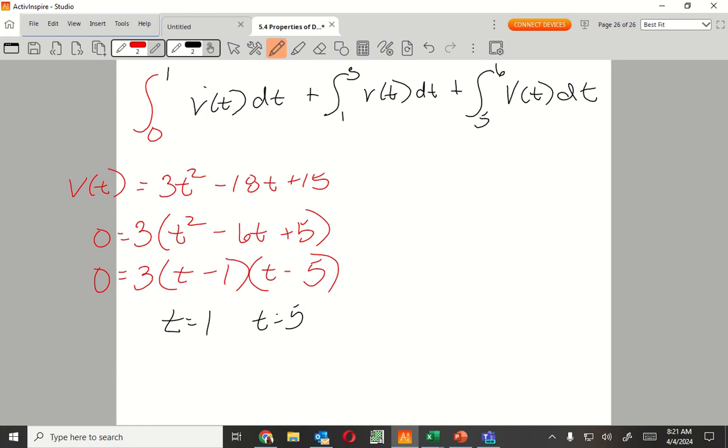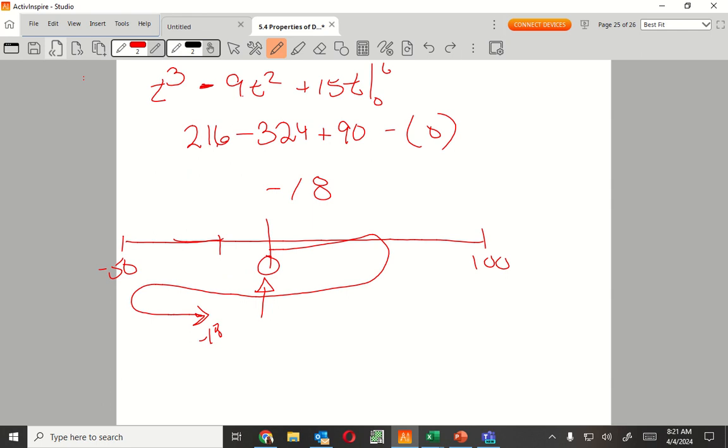Okay, so let's plug it in. If I do from 0 to 1, that's going to give me what value? I could back up to where I already did my derivative. If I plug in 1, that's going to be 1 minus 9, which gives me negative 8, plus 15, which is positive, what? 7?